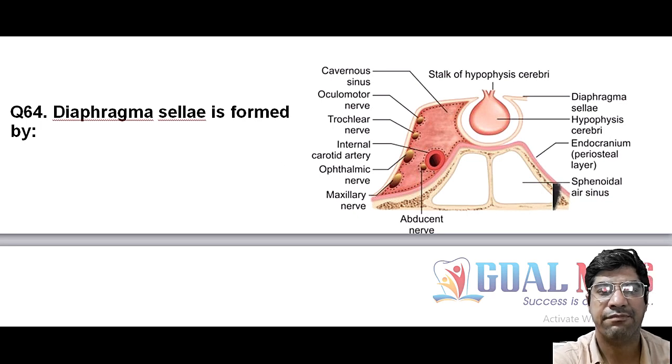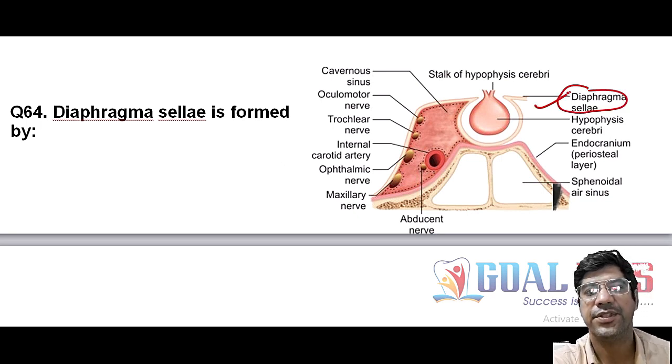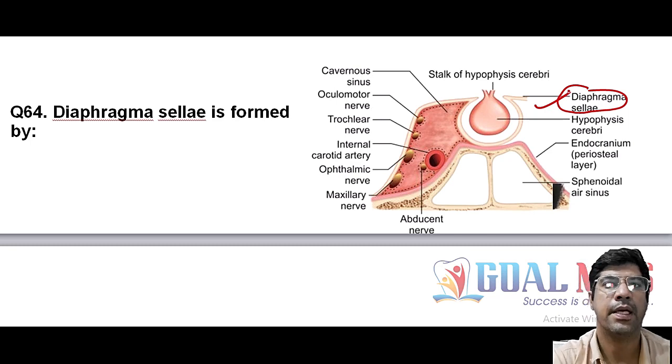Diaphragma sellae: it is a dural fold that is formed by the endosteal layer of the dura mater. It is a horizontal sheath of dura mater that covers the sella turcica, a bony structure in the base of the skull that houses the pituitary gland.